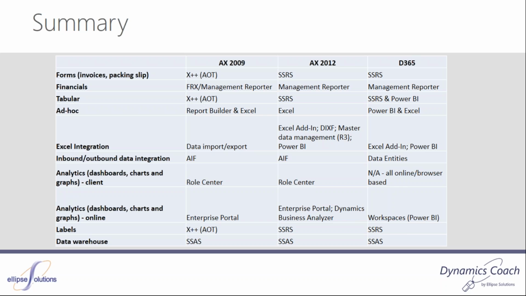for those areas. So when you're looking, say, at forms, AX 2009 is X++, AOT. 2012 and D365, you're looking to use SSRS. Financials, want to get you over to Management Reporter all the way through. Tabular reports, again, starting with X++ for 2009, moving to SSRS. And in D365, you can use Power BI in addition to SSRS.